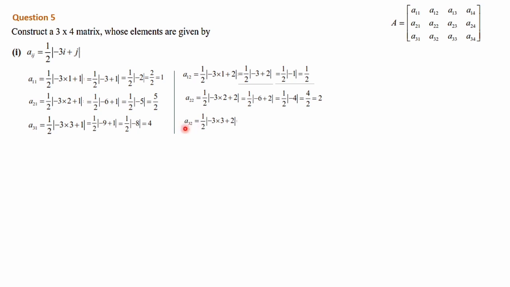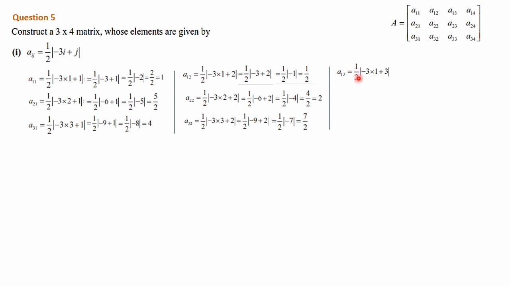Next is A32. This is the element A32. One particular order we have to follow so that it will be easy for us to write the final answer. So A32, when you take i is 3, j is 2: 1 by 2 into modulus of minus 3 into 3 plus 2, where the j value is 2. Minus 3 into 3 is minus 9, plus 2. Modulus of minus 9 plus 2 by 2. Minus 9 plus 2 is minus 7. That means modulus of minus 7 divided by 2. Modulus of minus 7 is 7. 7 divided by 2.